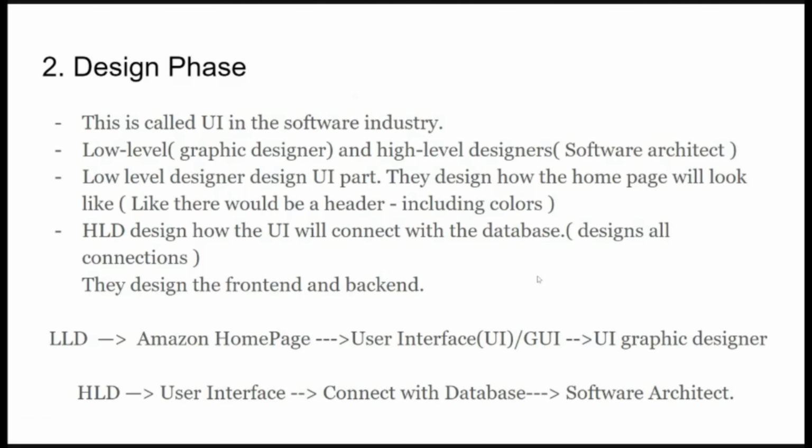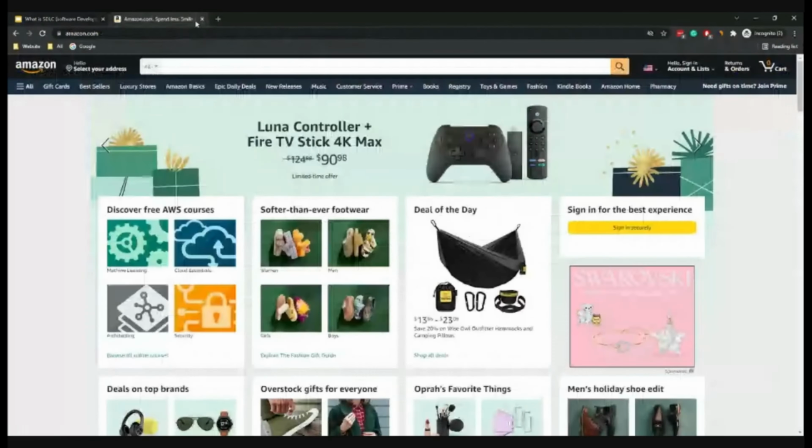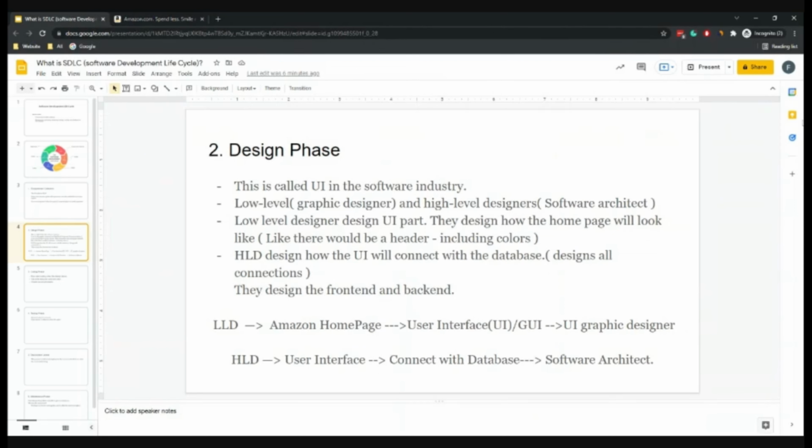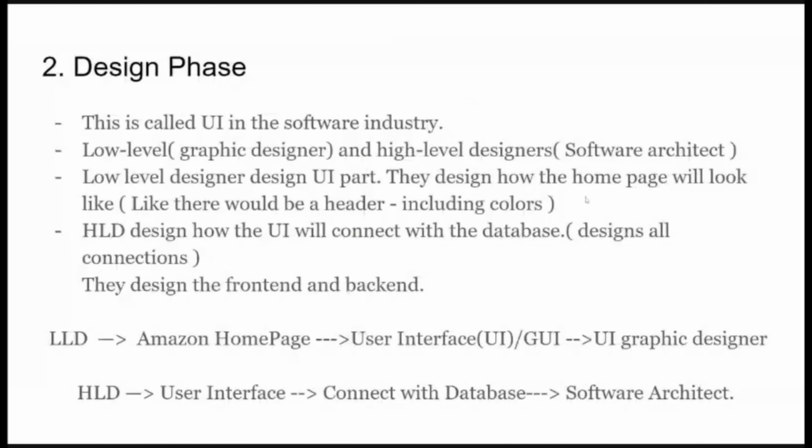If we take a look at the Amazon homepage, maybe we get a better idea of how things work. Here is the logo, here is the address, here is a search bar. Every single element is designed by a UI or low-level designer. After that, the front-end design starts, and then the back-end design also starts. The high-level designer connects the front end to the back end and designs the whole thing.